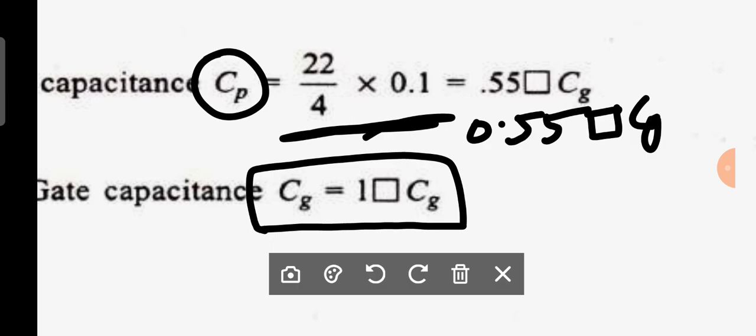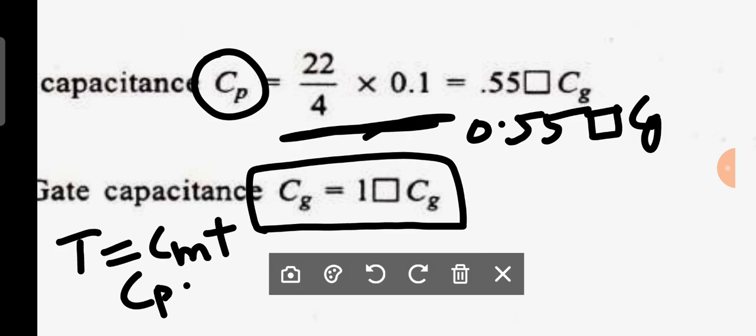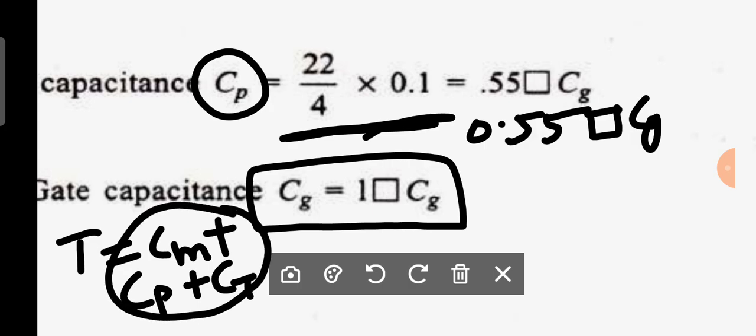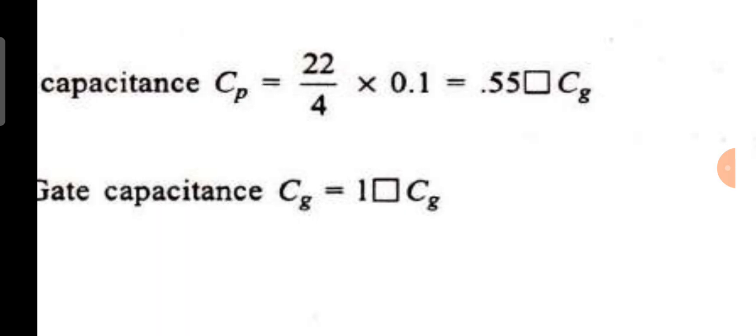Then finally, what is the total capacitance of the given figure? You can observe that the metal capacitance plus poly capacitance plus the transistor capacitance. Is it clear, all of you? Or you can call it channel capacitance. Then after adding these three capacitances, you can get the total capacitance. Is it understood, all of you? Now you can observe.